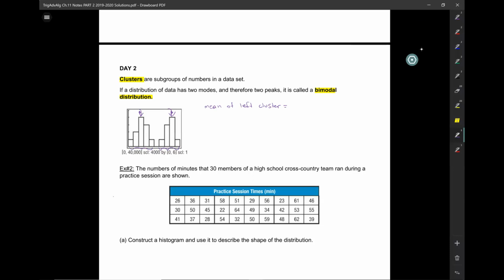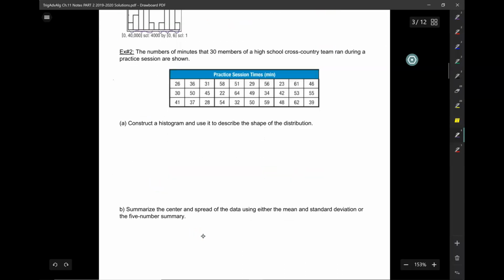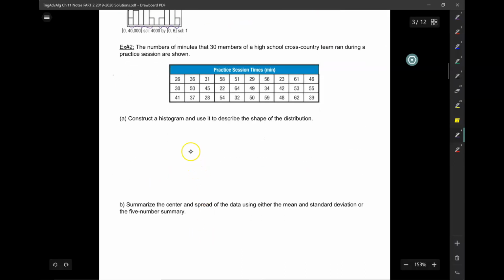Okay, so here I have a data set. These are the numbers of minutes that 30 members of a high school cross-country team ran during a practice session. We're going to construct a histogram and use it to describe the shape of the distribution. And let's go ahead and do that.